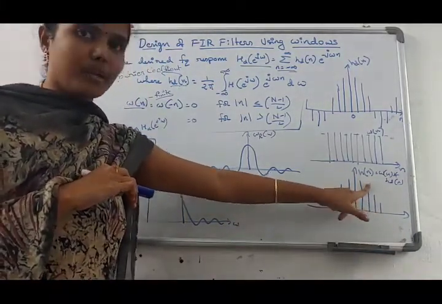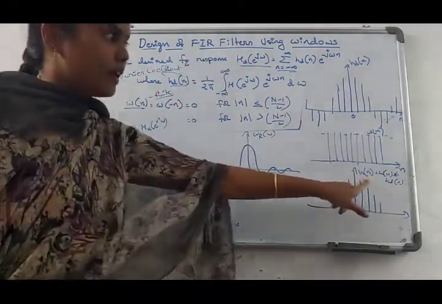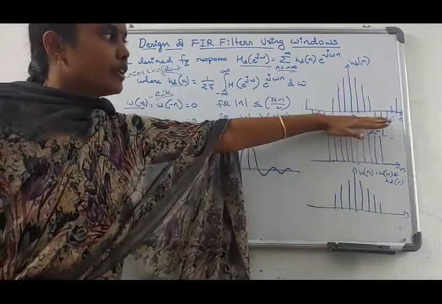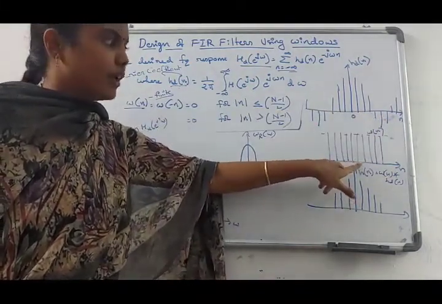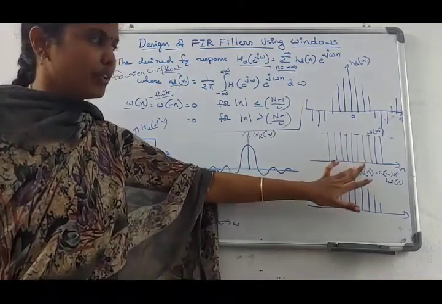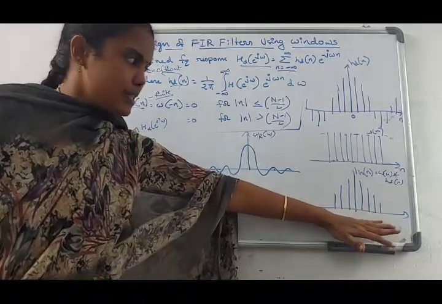How do we get this finite impulse response? The infinite impulse response is multiplied with any one of the windowing techniques. We have different types of windows. Multiplying with a window, we can get a finite impulse response.